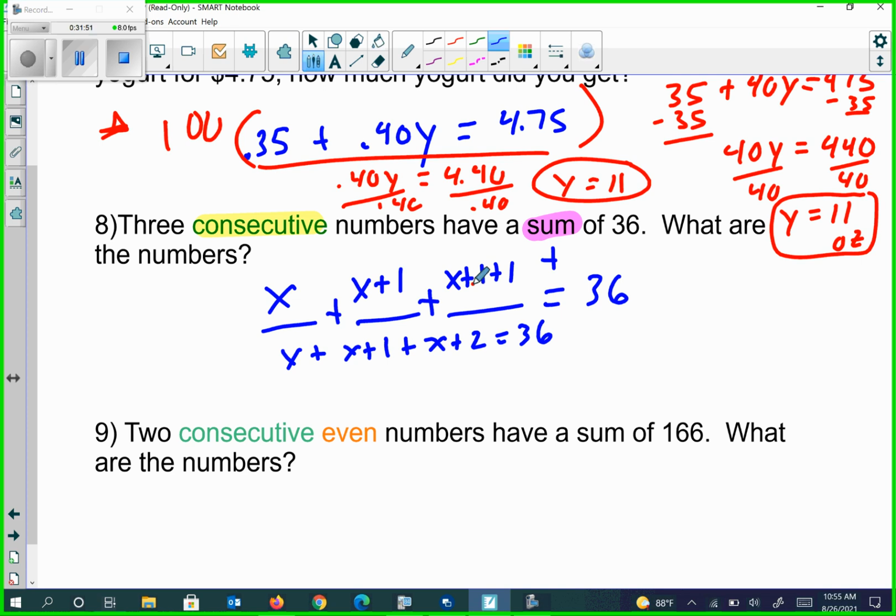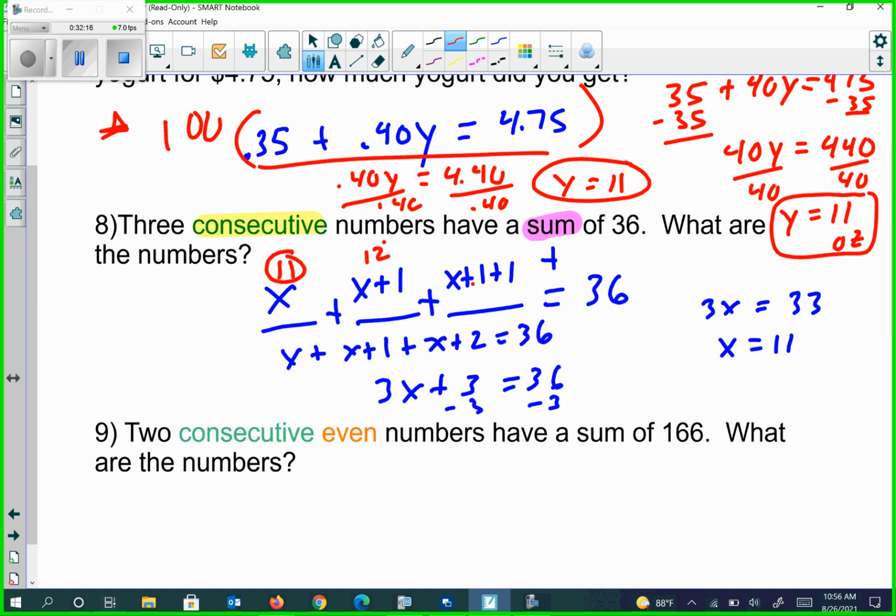If I add x and x together, how much do I get? 3x. If I add 1 and 2 together, I get 3. It's equal to 36. Subtract 3. So I get 3x is equal to 33. So x equals what? 11. What are the numbers? Well, if this one's 11, what's the next number after that? What's the next number after that? Are 11, 12, 13 consecutive numbers? Yep. If I add 11 and 12 and 13 together, do I get 36? I hope so. Yeah, because 11 plus 12 is 23, and 23 plus 13 is 36.